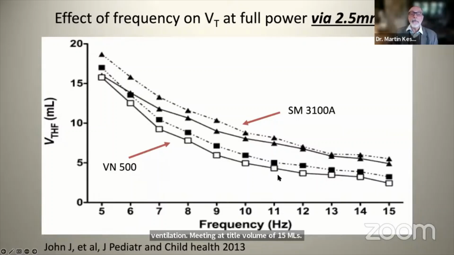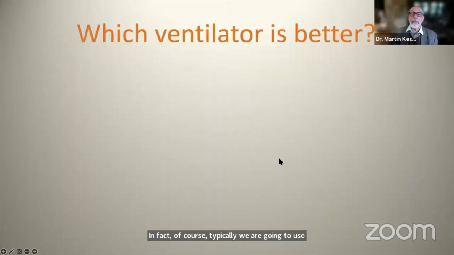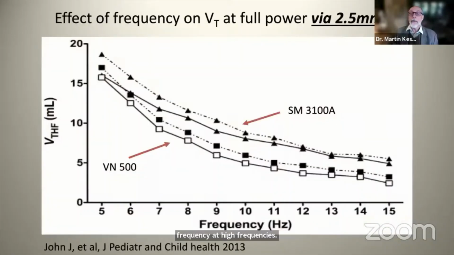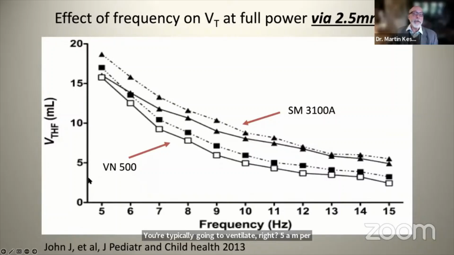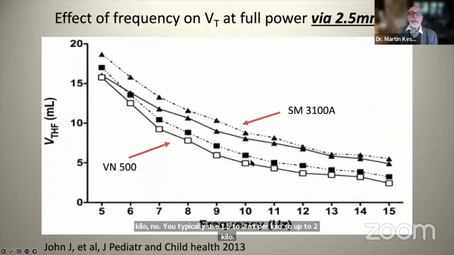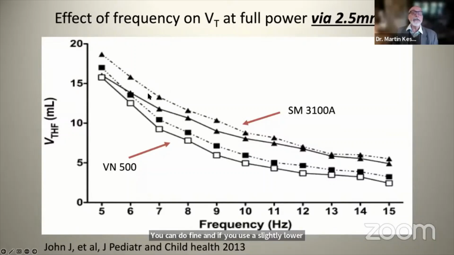In fact, of course, typically we are going to use high frequency at high frequencies. For my purposes, a tidal volume of 5 mL is the biggest baby you're typically going to ventilate, right? 5 mL per kilo. No. You typically use 1.5 to 2 mLs per kilo, so up to 2 kilos, you do fine. And if you use a slightly lower frequency, you can generate what you need. There is this well-known relationship between tidal volume and frequency that is reflected here.